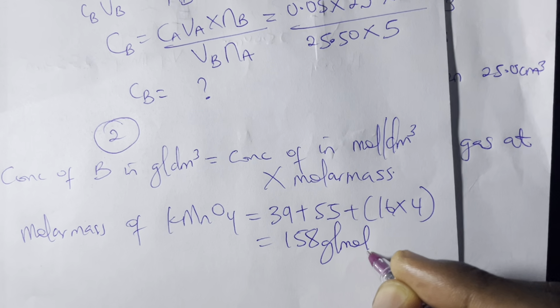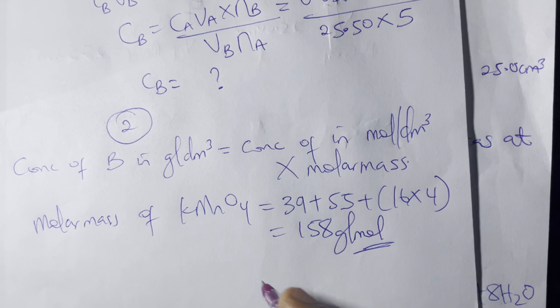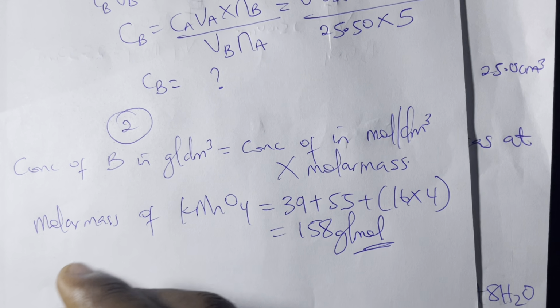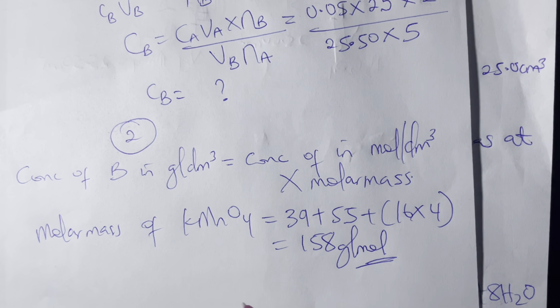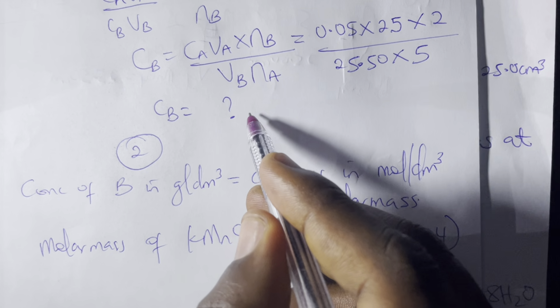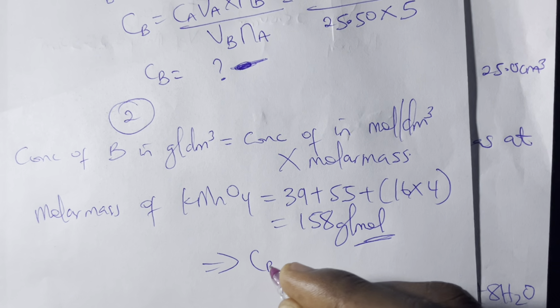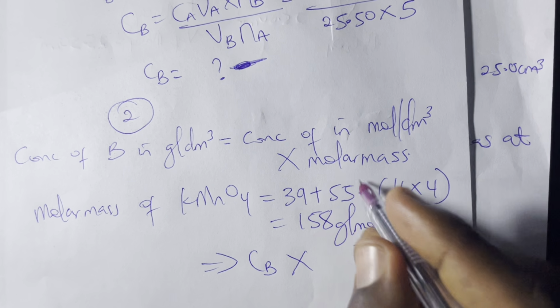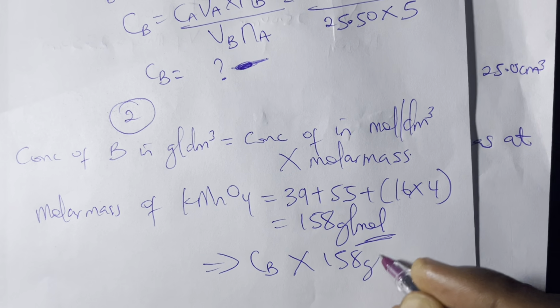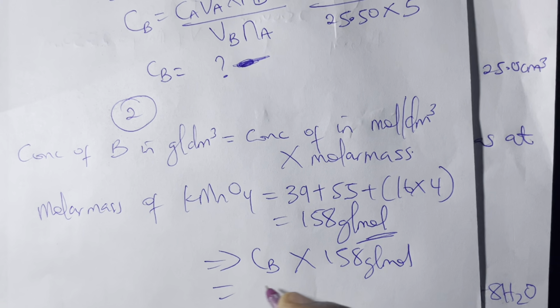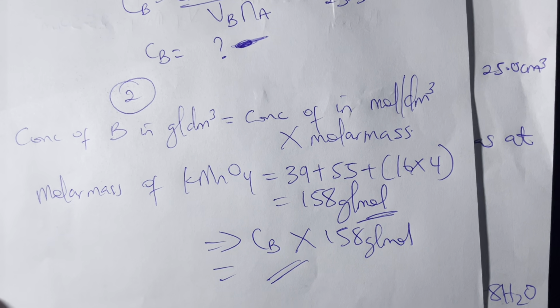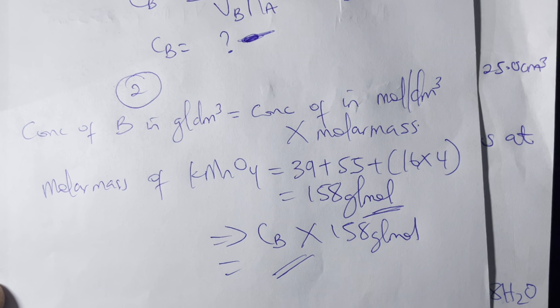Gram per mole. So for the equation of gram per dm cube, anything you get here, that will be CB multiplied by the molar mass, 158 gram per mole. So that's the answer. You can also let me know your answer to check whether you are following or not.